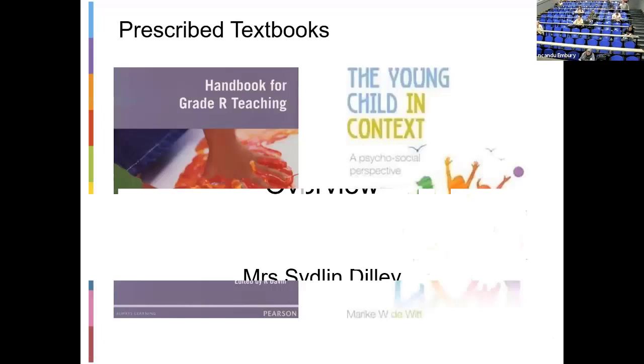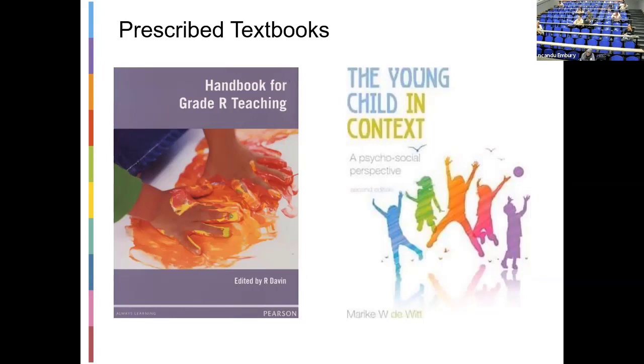So, the prescribed textbooks for the module. You've got 2 textbooks that you should have received from Wise Books already. It's the Handbook for Grade R Teaching by Davin, and then The Young Child in Context by DeWitt. Now, The Young Child in Context, you'll also use for some of your other modules. So just be sure in your study guide, you have a look exactly at the page numbers that are indicated. It will be certain pages for different lessons, not necessarily an entire chapter in The Young Child in Context textbook.